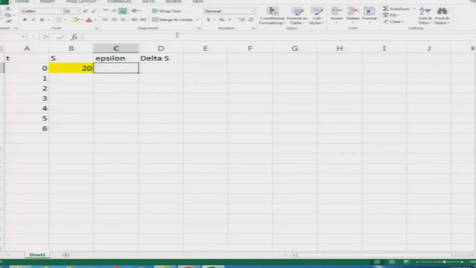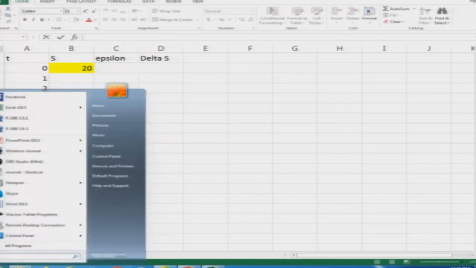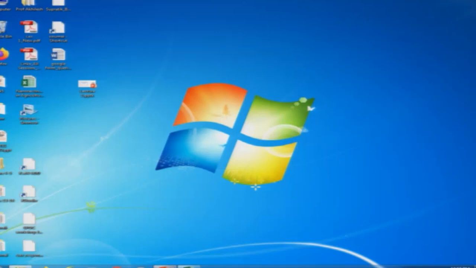Let me check. I think this would be NORM.S.DIST. The Z value is not there. Let me check whether I have it. But the values which we generate may not match the exact values shown in the table, because they are realized values for each and every generation which I consider.